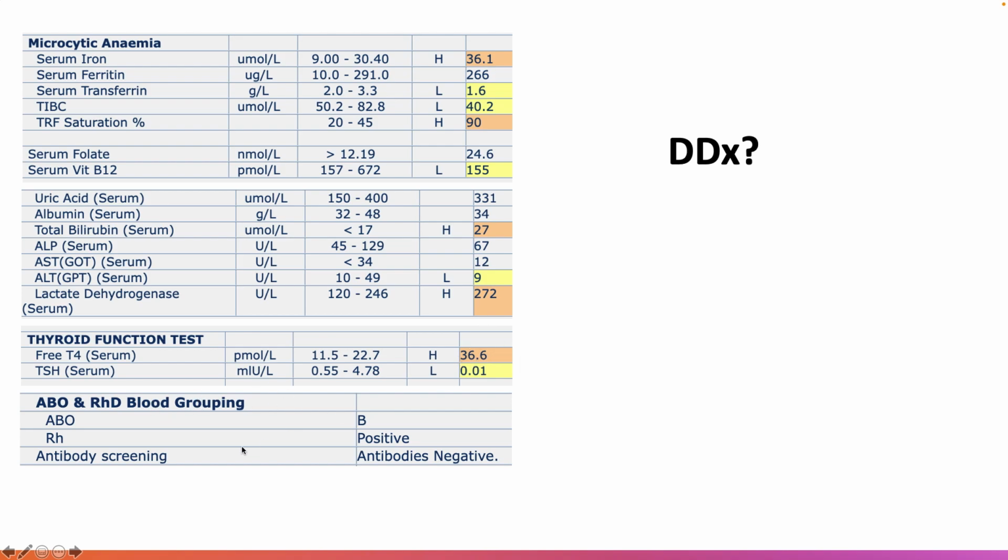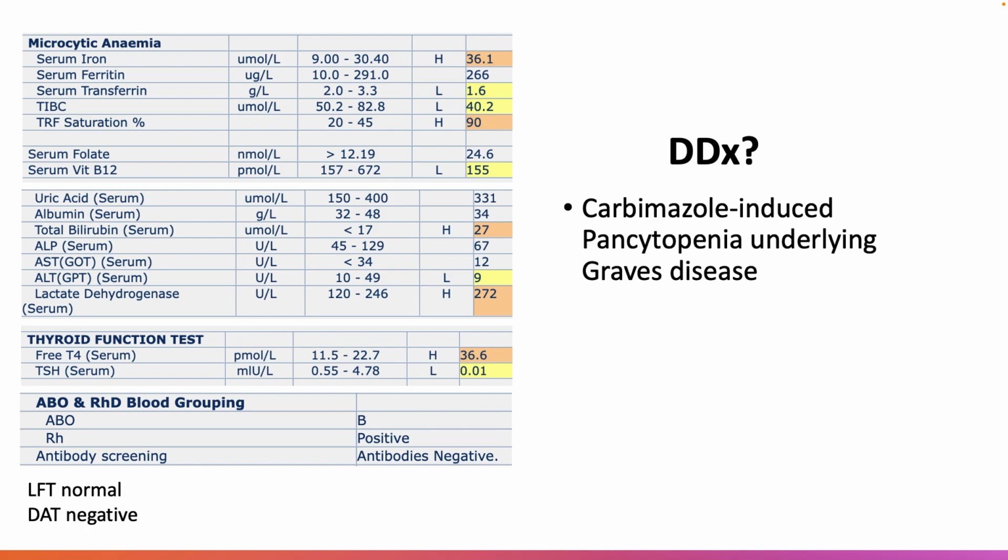And the blood bank screening, there's no antibody detected. The Coombs test subsequently is actually negative as well. So what is the differential diagnosis at this point? You are dealing with a lady with pancytopenia who just had an increased dose of carbimazole. There's always a risk for carbimazole to cause agranulocytosis or even pancytopenia in a severe case. So are we dealing with carbimazole induced pancytopenia?